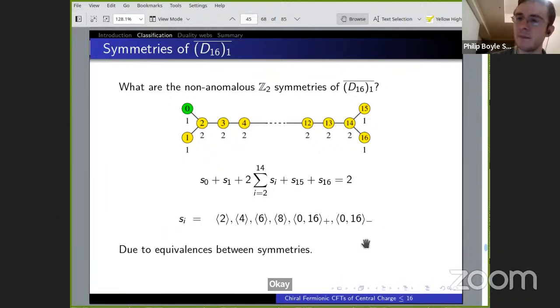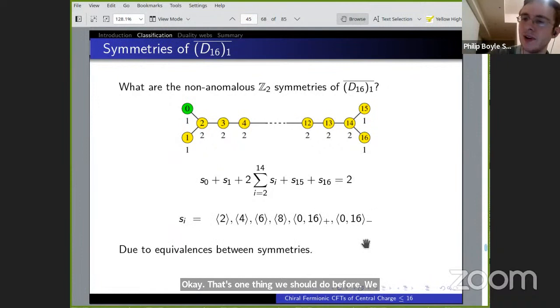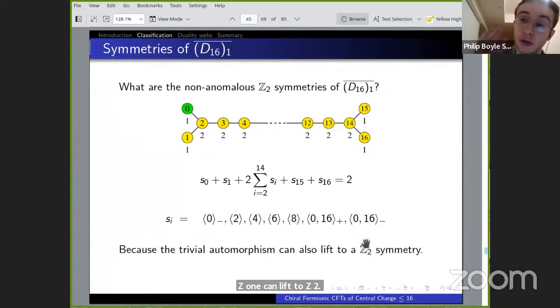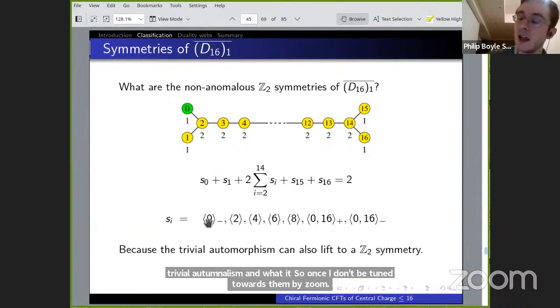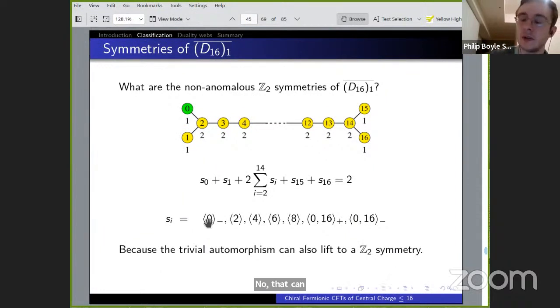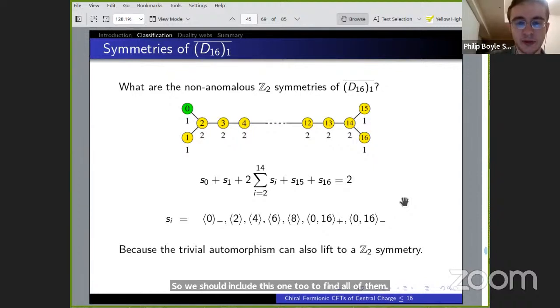And that is to realize that if a Z2 can lift to a Z4, then a Z1 can lift to a Z2. So we should also consider the trivial symmetry, the trivial automorphism, and what it lifts to. So I'll label the trivial automorphism by zero. Now, that can also lift to a Z2 if we choose it to act on the spinor module as minus one. So we should include this one too to find all of them. Right, then what's the final step? Well, the final step is simply to cross out the ones with an anomaly.